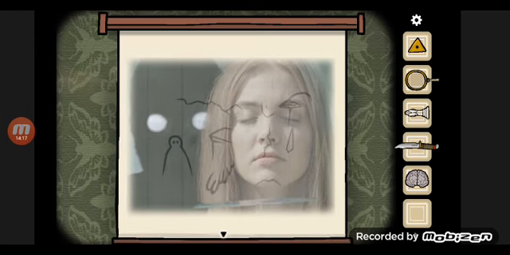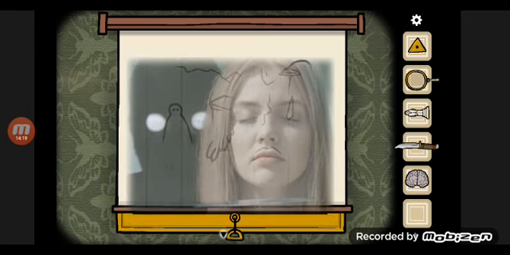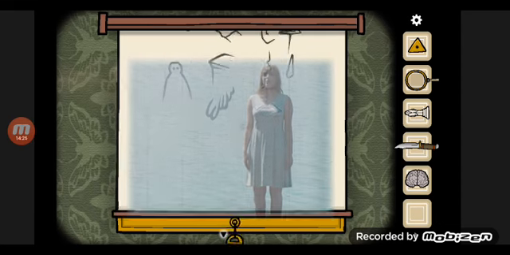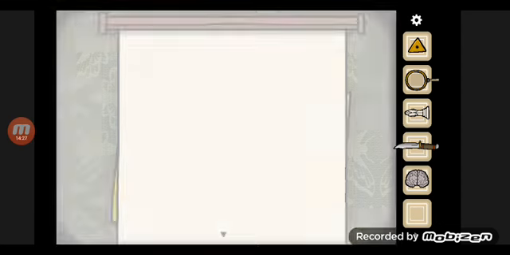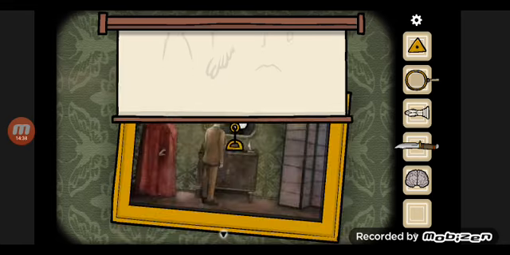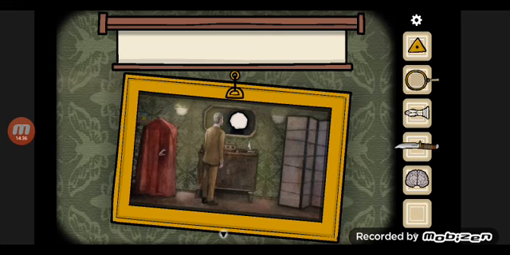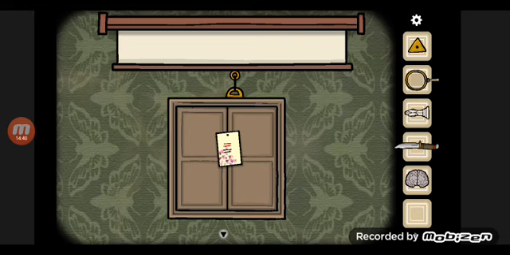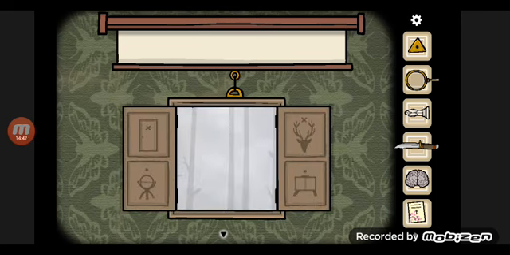The line of the upper lip, and the outline of the face. Now let's move the screen up and move the picture aside and take the funeral card. Now let's open the shutters.